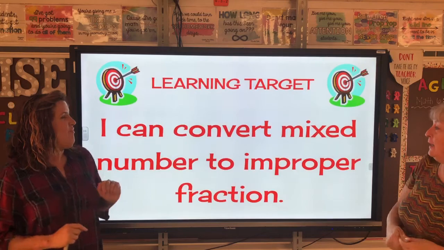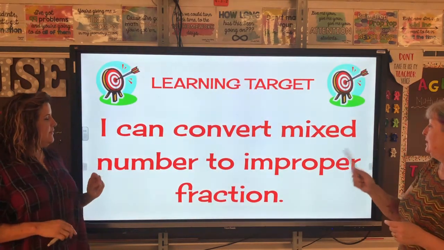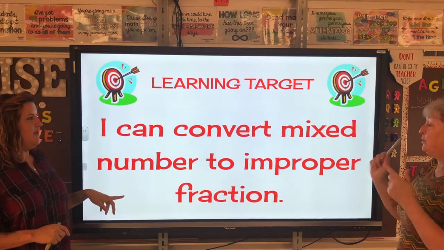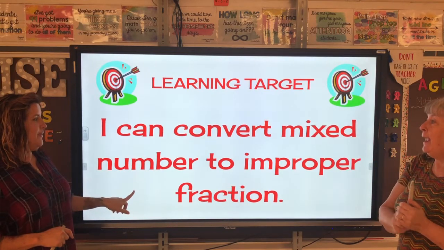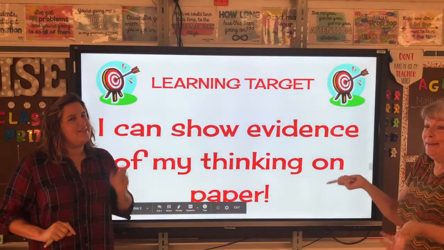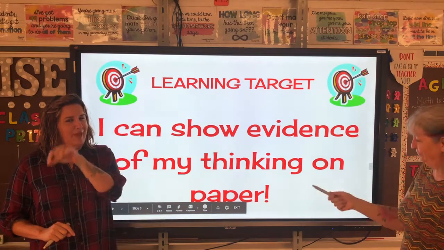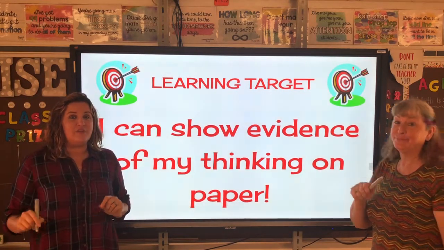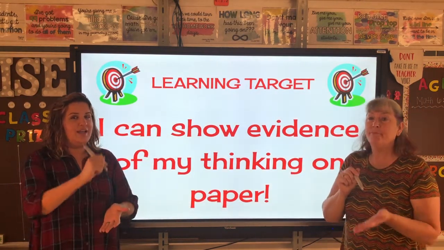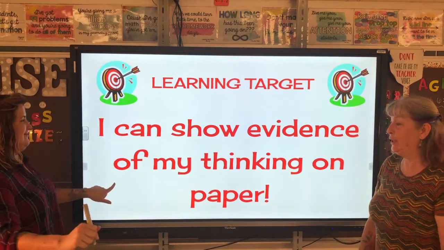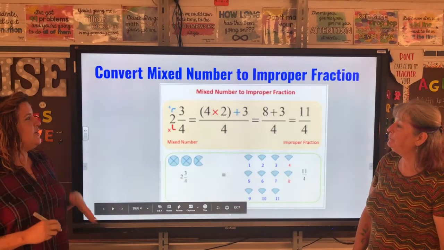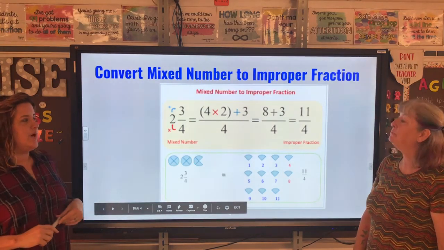So our learning target is I can convert a mixed number into an improper fraction, and I can show evidence of my thinking on paper. So you're going to have to, with this unit, write things down. Absolutely. All right, so let's get into how do I change a mixed number to an improper fraction?